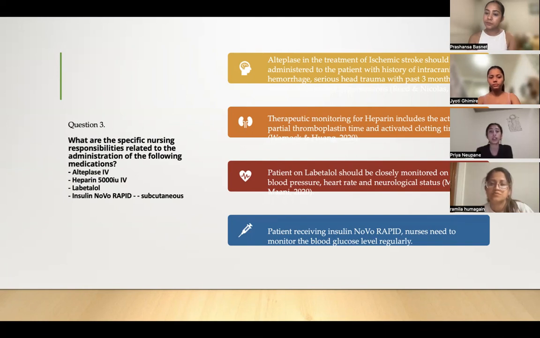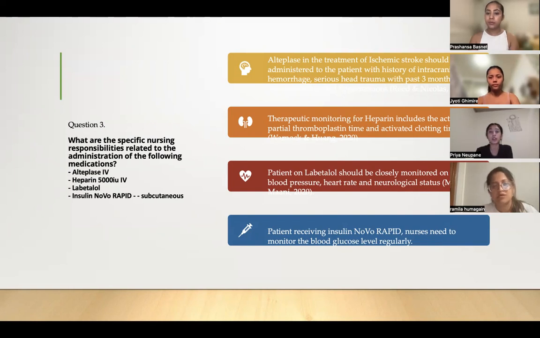Heparin IV. Heparin IV is used to prevent and treat blood clots by inhibiting the production of fibrin. Therapeutic monitoring for heparin includes the activated partial thromboplastin time, which is APTT, and activated clotting time, ACT. Both APTT and ACT are aspects of clotting time which are prolonged by therapeutic heparin doses.